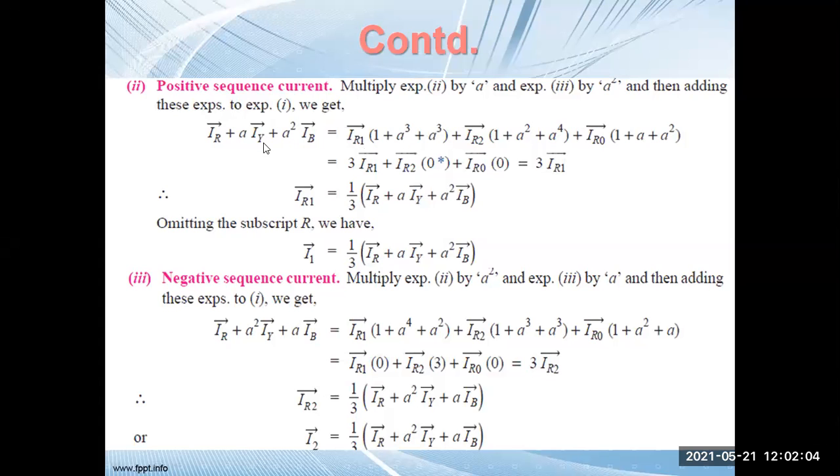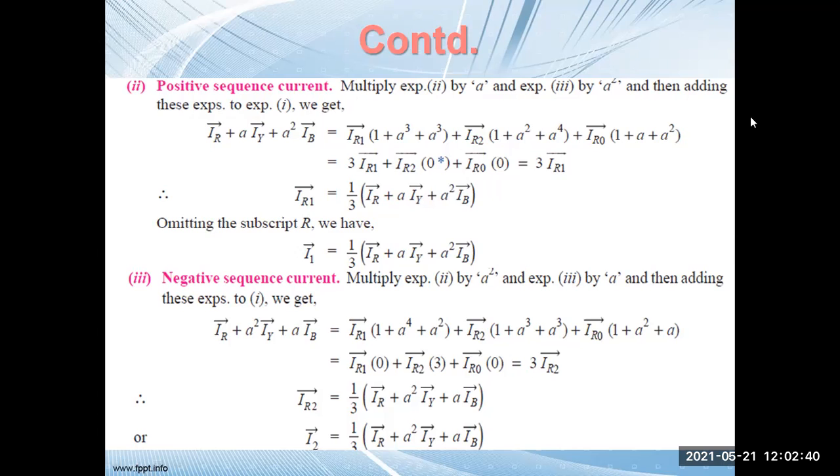This A into IY will be 1 plus A square plus A to the power 4. And this IB will be IR0 plus 1 into 1 plus A plus A square. So what will happen? This term ultimately comes to 3 into IR1. So IR1 equals 1/3 of IR plus A into IY plus A square into IB.